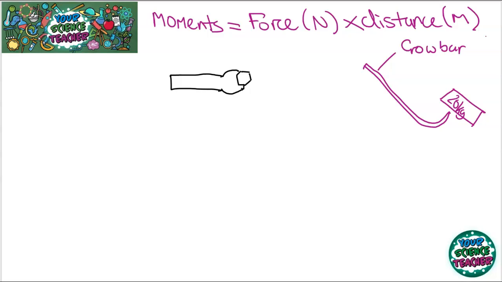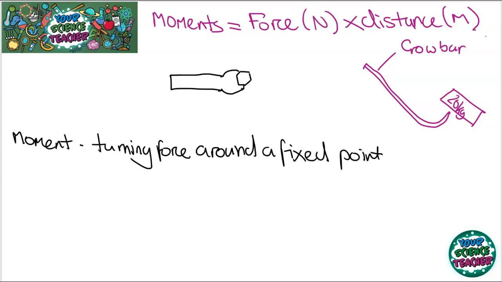Now, a moment is the turning force around a fixed point. Some examples of moments could be a door opening, or scissors acting around a fixed point, or even a spanner turning a screw. Now, the size of the moment depends on two factors. It depends on the force applied and the distance from the pivot.